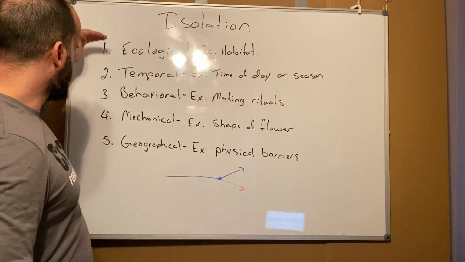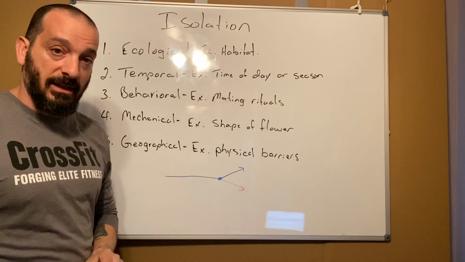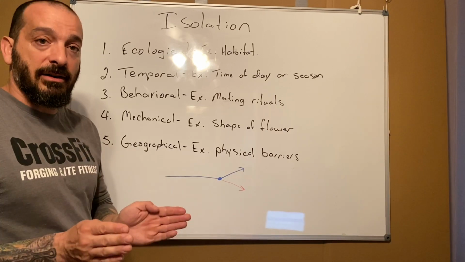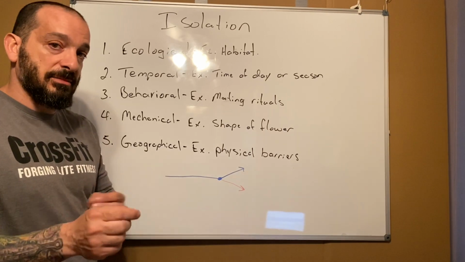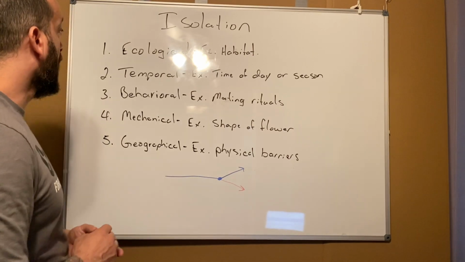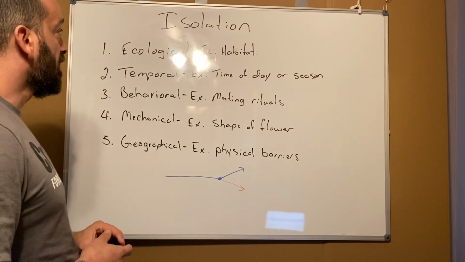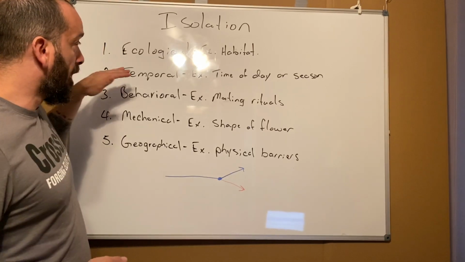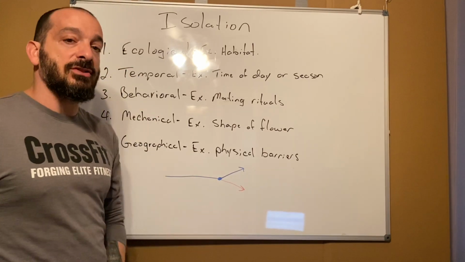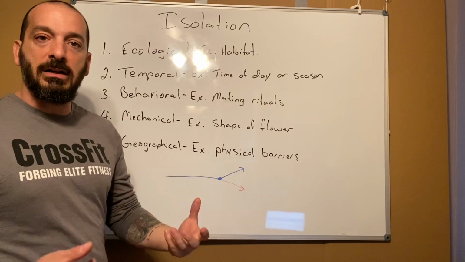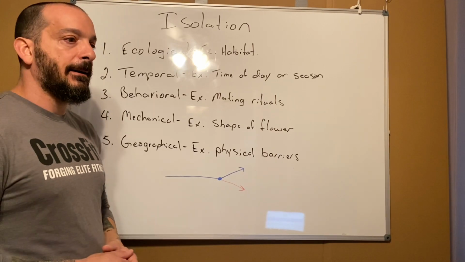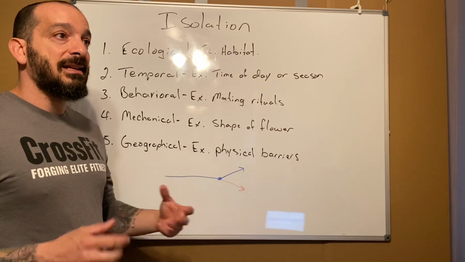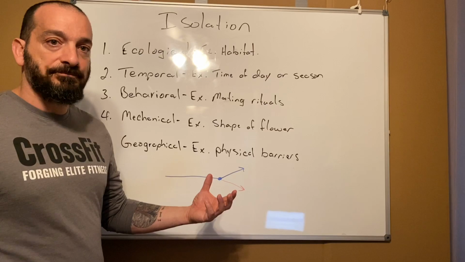All right? So there are 5 different types of isolation. Those are things that will create a barrier between those organisms interbreeding. All right, so ecological. That would be like a certain habitat. So maybe an organism that normally lives on the ground, say some sort of bug, some of those organisms develop wings that allow them to fly.